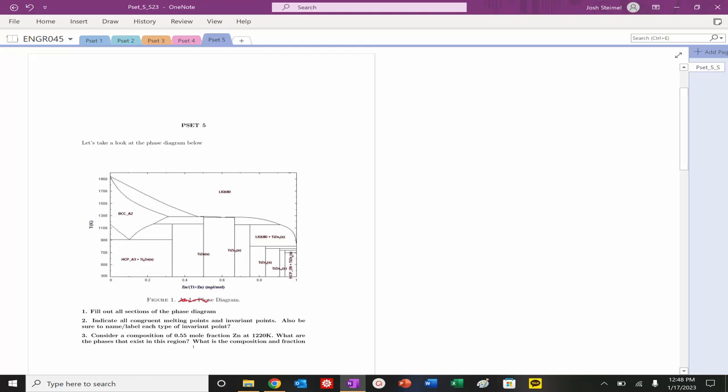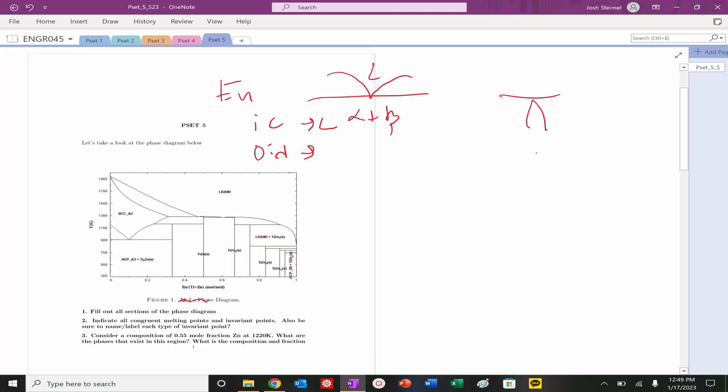Zinc and titanium. So remember, if we have the bunny ears, that is going to be U. So some type of U. If it's an ic, there's liquid involved. If there's an oid, it's only solids. So we're going to go from liquid to a two-phase solid region, or a single-phase solid region to a two-phase solid region. I could also have these be peri. And again, ic means a liquid, oid, peritectoid will be basically solid regions.